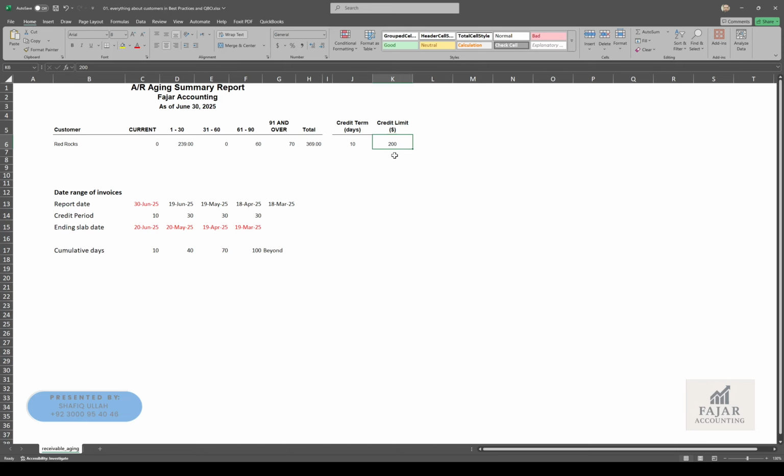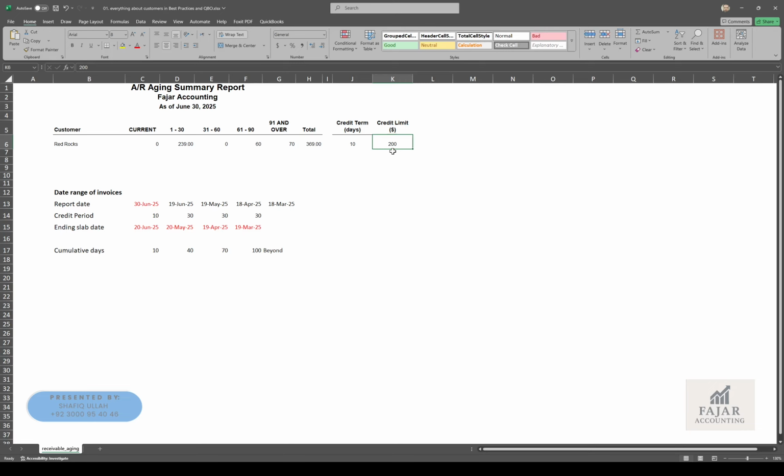The major issue with QuickBooks is it doesn't enforce credit limits. In stronger accounting systems, you get warnings or even blocks when a customer goes beyond their allowed credit. In QuickBooks, you have to check these things manually, just like we are doing with this report.